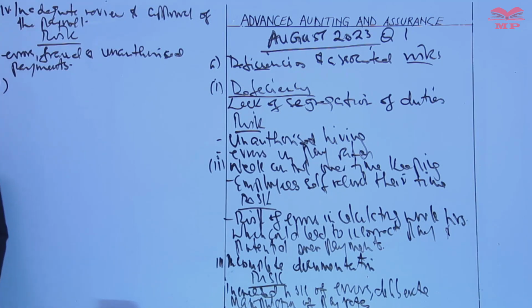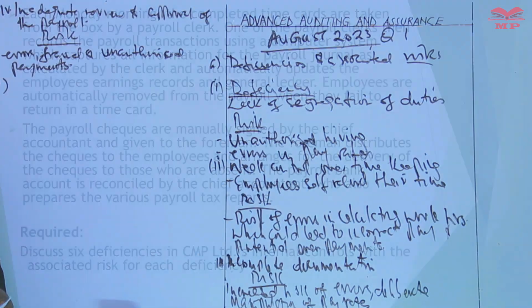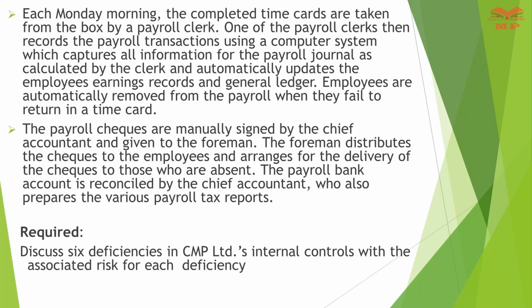The fourth weakness. We read in the last part of this question that the payroll checks are manually signed by the chief accountant and given to the foreman. The foreman distributes the payroll checks to the employees, including arranging delivery to absent employees. That is a deficiency. The foreman is responsible for distributing payroll checks.